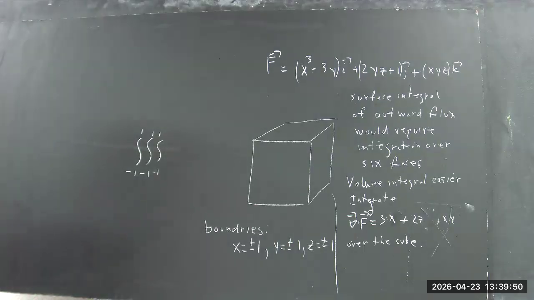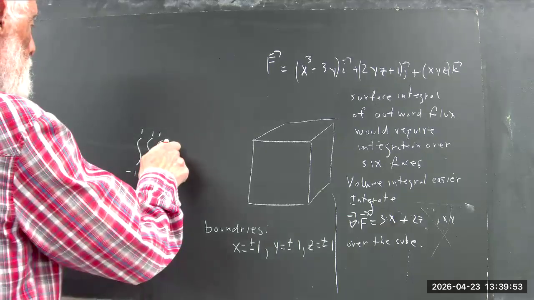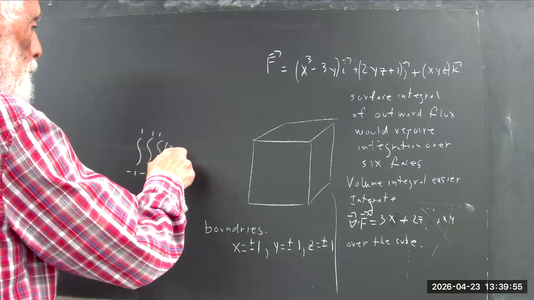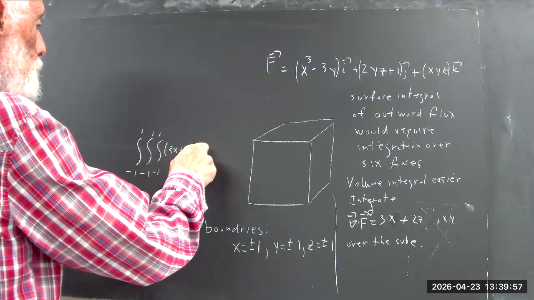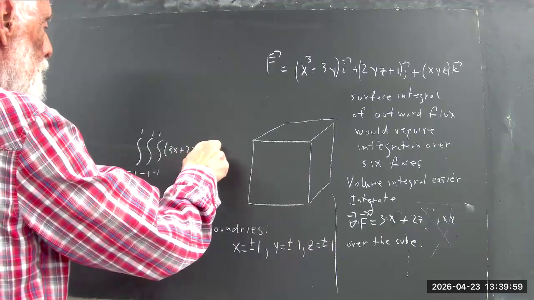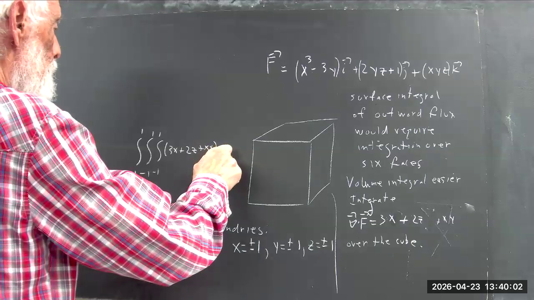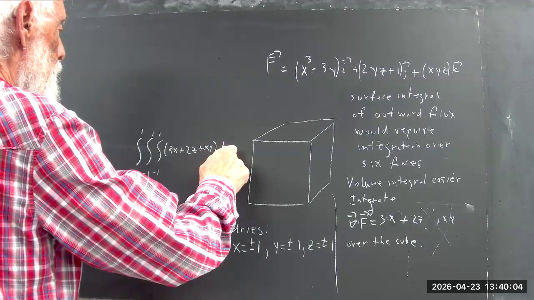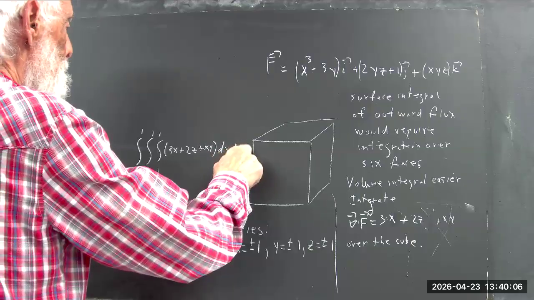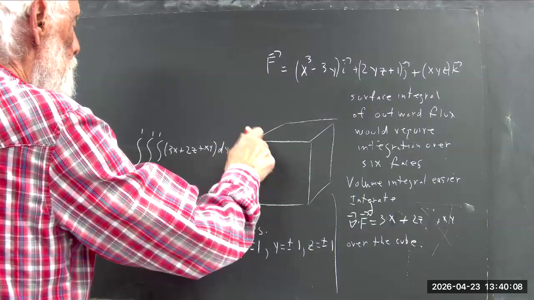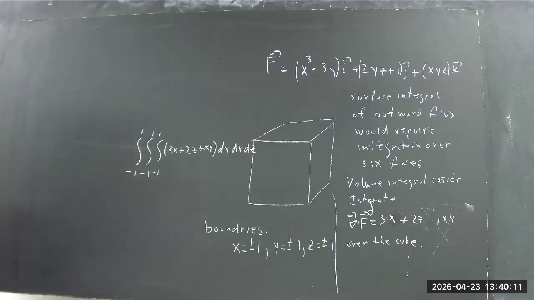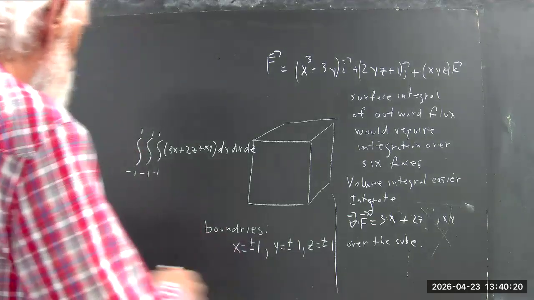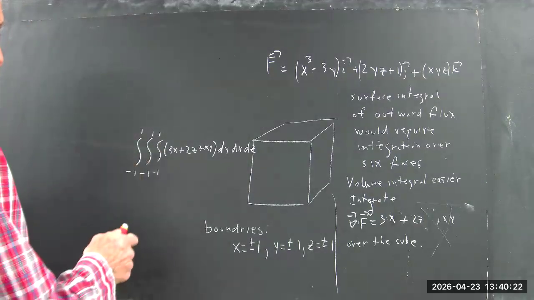So what we have to integrate then is 3x plus 2z plus xy. And we can do dy, dx, and dz in any order we want. So I just arbitrarily write it dy, dx, dz. Whether dx, dy, dz or dz, dy, dx, the limits are the same.